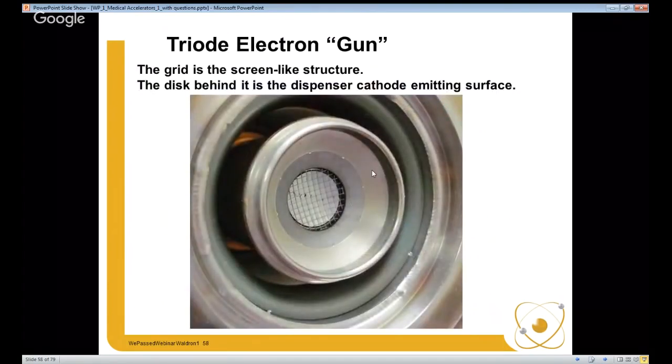Here's a little better close-up of the cathode and the reflector. Here's our reflector. Here's the grid, this screen, and the disc behind it is the emitting surface of this gun.